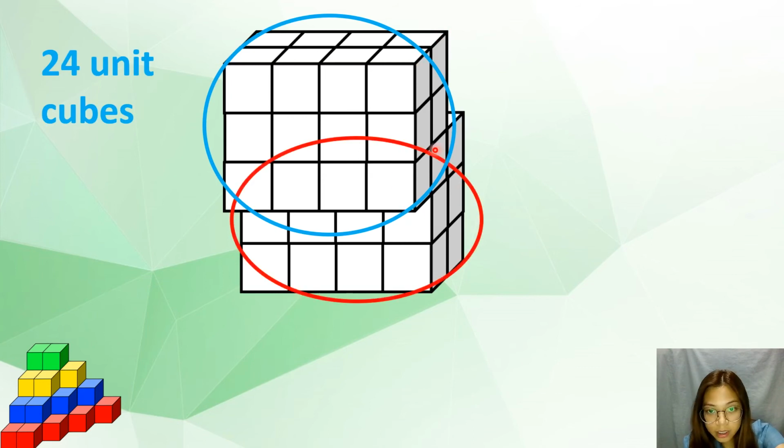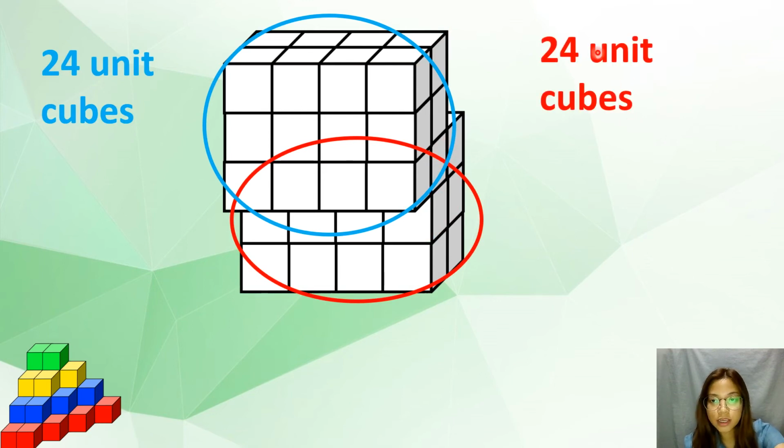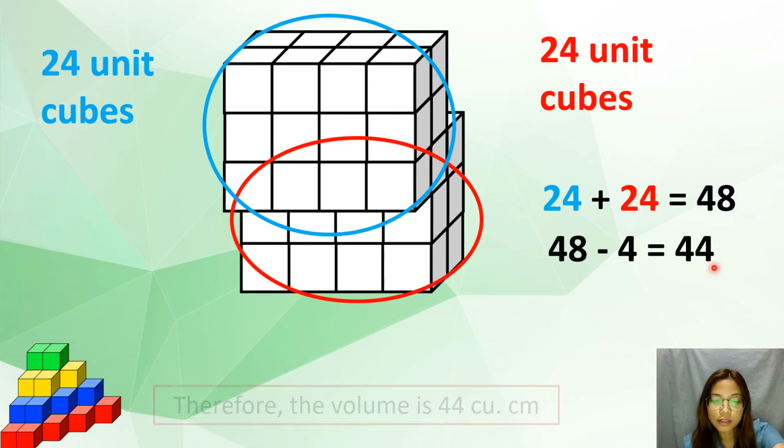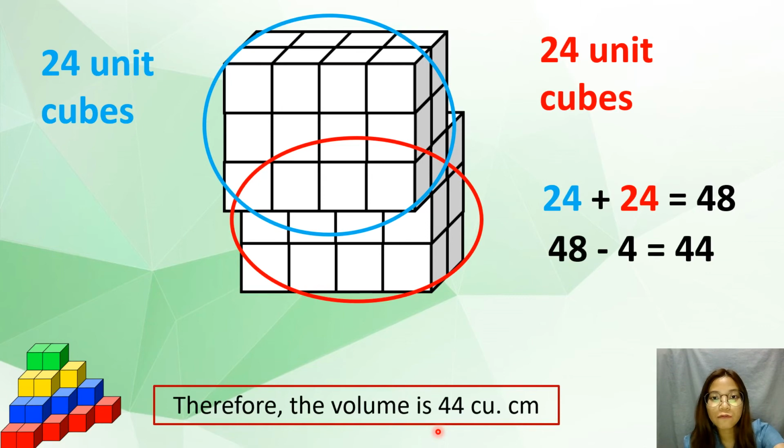Then, the lower part, this one: 1, 2, 1, 2, 1, 2, then 1, 2, 3, 4, 1, 2, 3, up until here. So they will coincide. That's 4 times 3 times 2, that's also 24 unit cubes. Then add them together. 24 plus 24 is equal to 48. But since it coincides in this part, we're going to subtract how many cubes? 1, 2, 3, 4. So, 48 minus 4 is equal to 44. Therefore, the volume is 44 cubic centimeters.